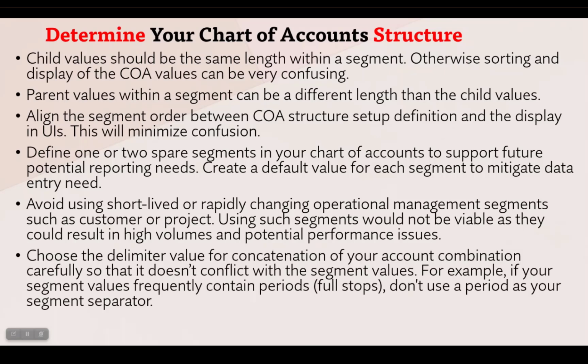Choose delimiter values. These are the delimiters between the segments, either dot, slash, underscore, whatever. These are delimiters for your account combinations. Choose them carefully so they don't conflict with the segment values. For example, if your segment values frequently contain periods as full stops, don't use a period as your segment separator, right? So in this case, I can use dot, underscore, slash, and so on. And also you have to discuss these delimiters with the finance team to inform them of the separator between the segments, like a dot, slash, or whatever.